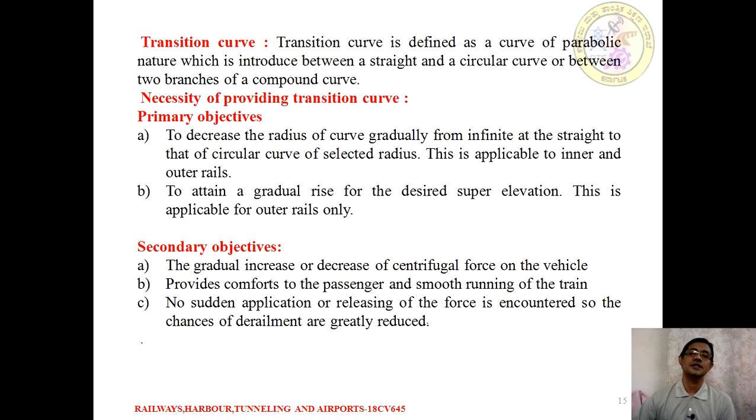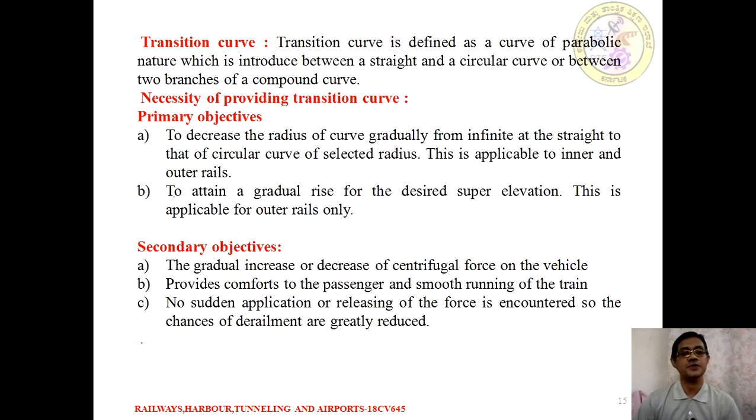Moving on to another type of curve, it is called the transition curve. Why do we provide a transition curve? The transition curve is a parabolic curve introduced between the straight and a circular curve, or between the two branches of a compound curve. The primary objective is to decrease the radius of the curve gradually from infinity on the straight to that of the circular curve, for a selected radius. This applies to the inner and outer rail. This is the primary objective.